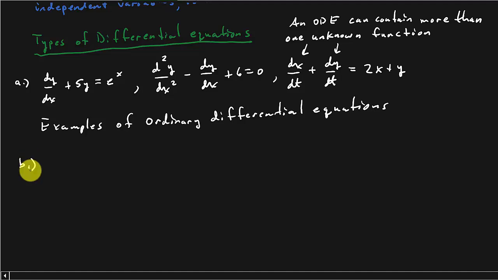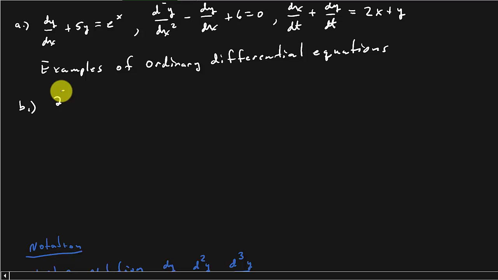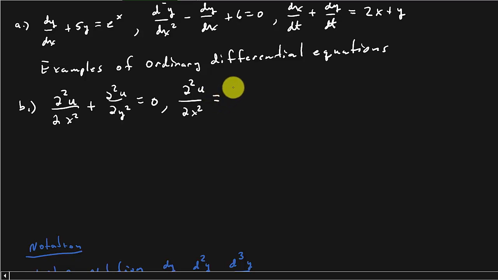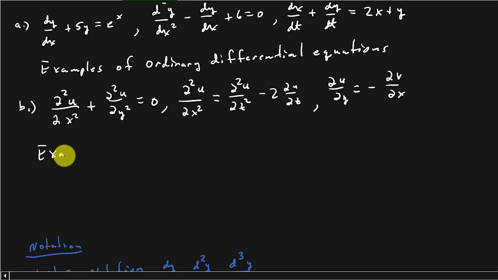All right, now let's look at B. Let's say we have this, and let's look at this one. And then let's look at partial u partial y equals negative partial v with respect to x. And these are examples of partial differential equations.